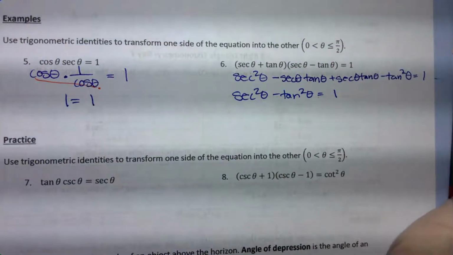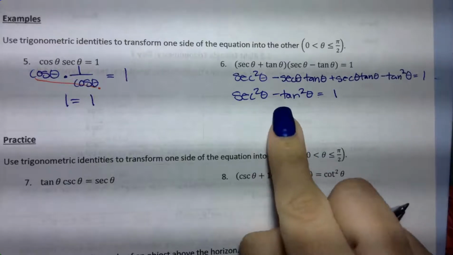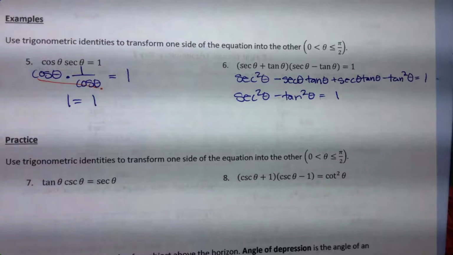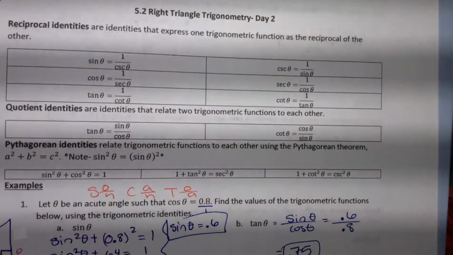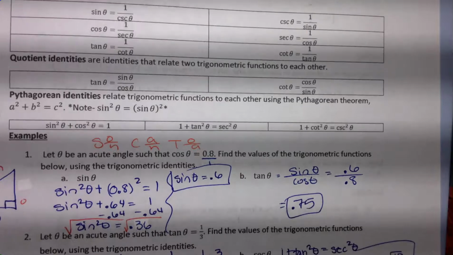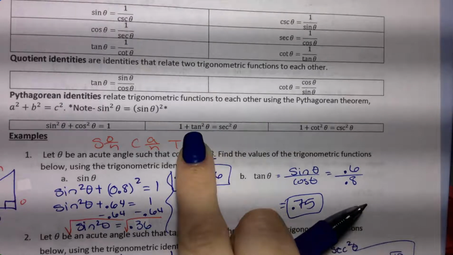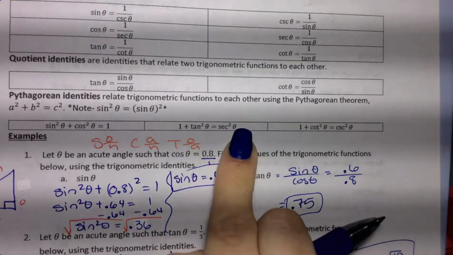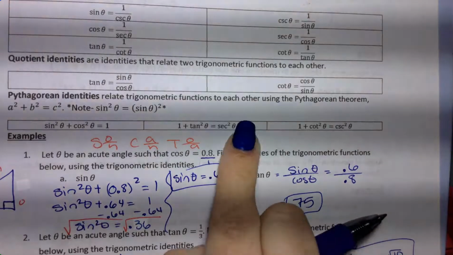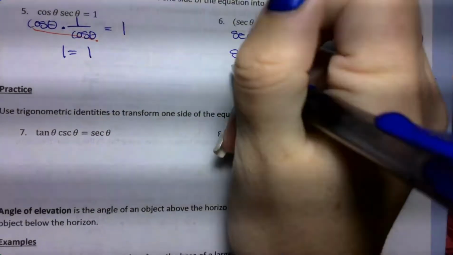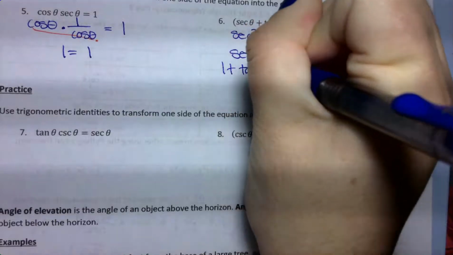So what I want to do next is see if I have anything that can relate these two together to equal 1. Otherwise, I'm going to want to turn it into sines and cosines. So I'm looking for something that has secant and tangent together, preferably when they're both squared, which, if I look, is my middle identity. So what I'm going to do is replace secant squared in my problem with 1 plus tangent squared. So instead of having the secant squared right here, I'm going to replace that with 1 plus tangent squared.